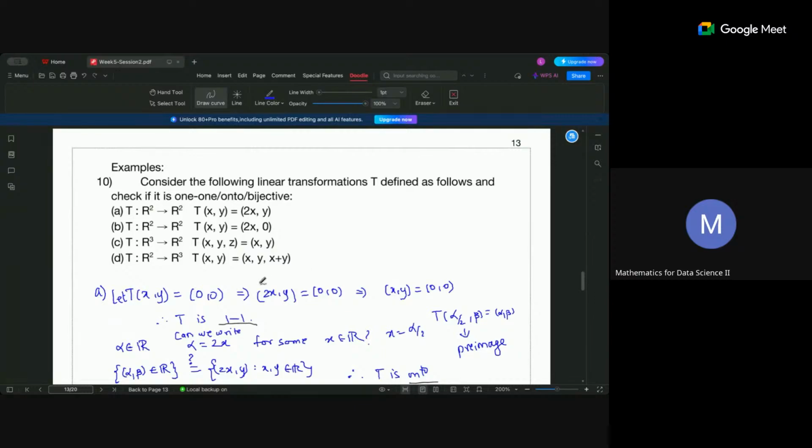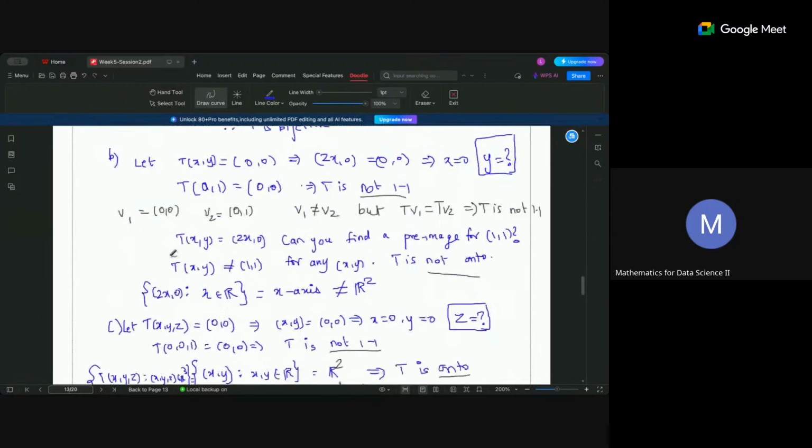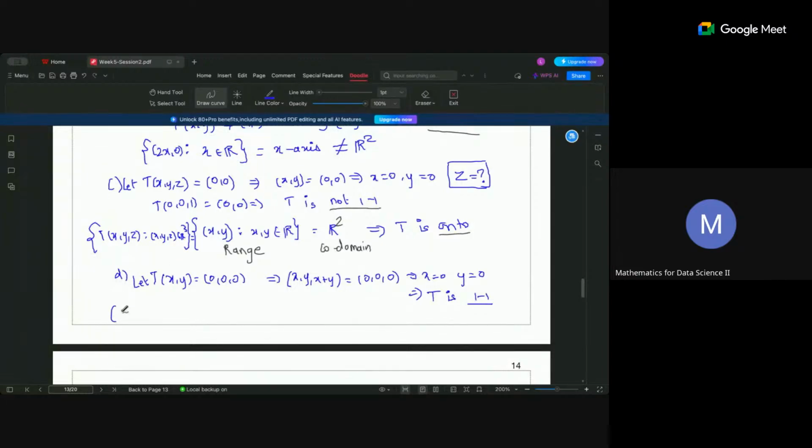Now, the next thing is that you want to check the range. Will the range be the entire R3 or not? For example, consider this vector. Can you find a pre-image of 1, 2, 4 under T? It means, can you find x, y such that x, y, x plus y is equal to 1, 2, 4?